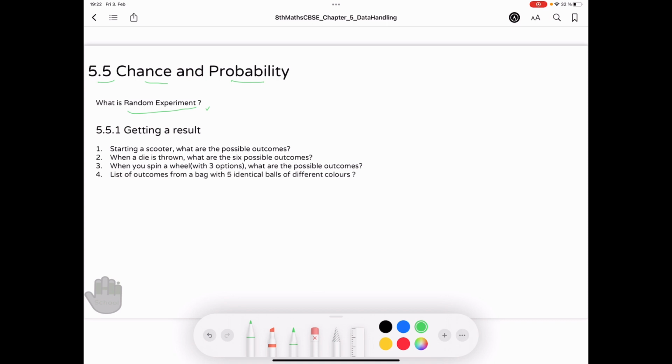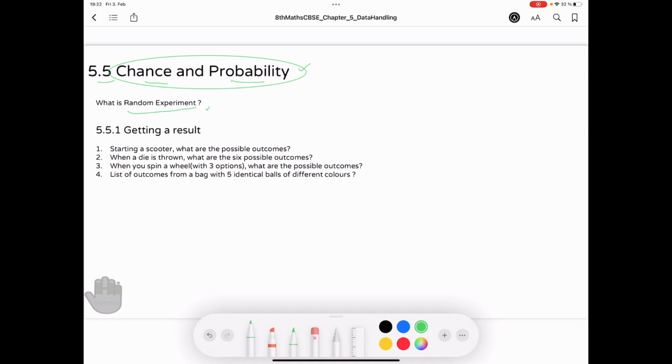Okay, so what about chance and probability, are they different? No, they are related. They are related terms but having different meanings. Now what is chance? For example, you roll a dice.